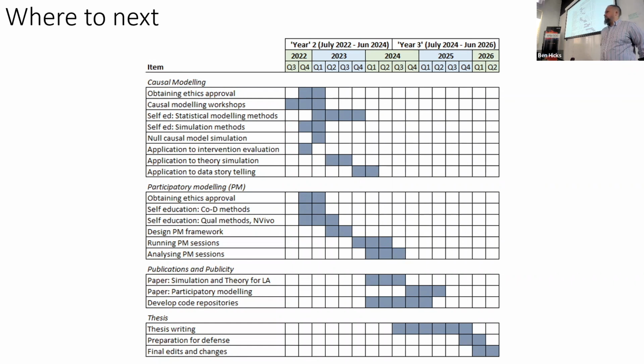I think there's some potential papers, particularly with the simulation and theory and for learning analytics. I think that is an avenue that's been explored in other fields, but not in LA, and also on the participatory modelling front.